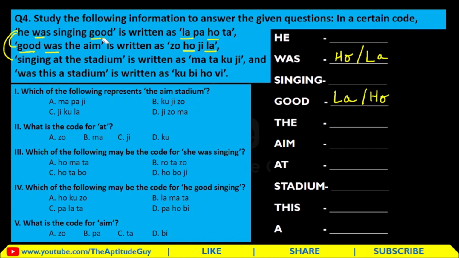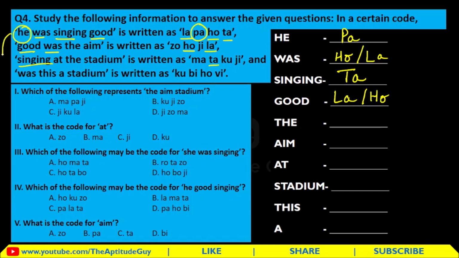Now we do 1 and 3. He was singing good, singing at the stadium. Singing is common. Now pa and ta are remaining. Do we have pa here? No. Do we have ta here? Yes. So singing is definitely ta. Now in the first one, was singing and good is done. He is the only one left out. And here pa is the only one left out. So he is definitely pa.